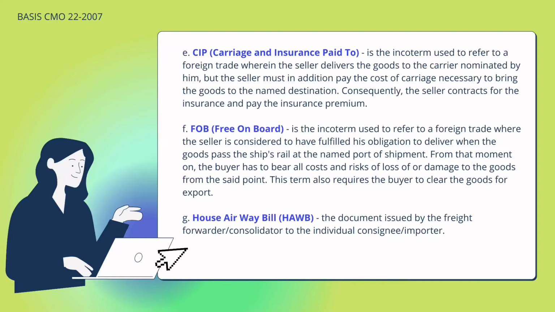So, ang nakalahi rin nila kay ang kaning airway bill, kay wala siya involvement sa freight forwarder or consolidator sa shipment. But, if there is an involvement of a freight forwarder or consolidator sa shipment, mo na siya nga ma-issue ang House Airway Bill or the HAWB.